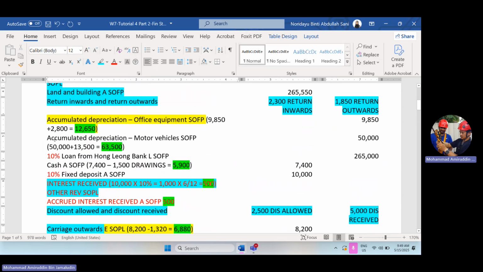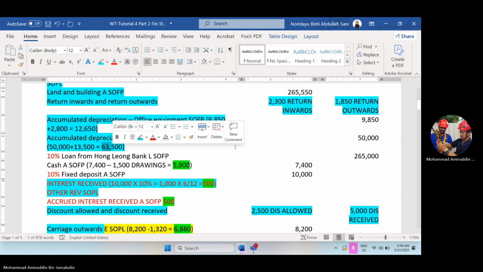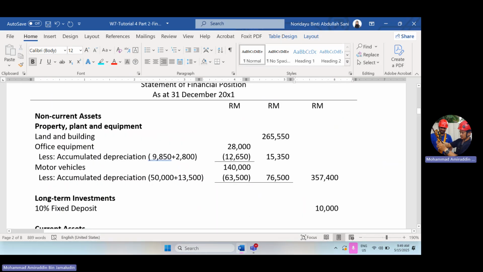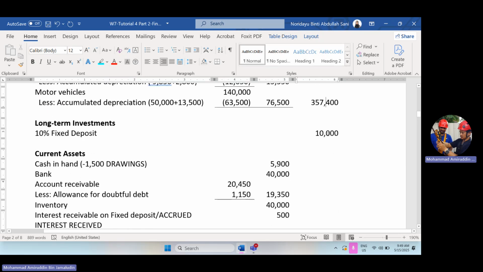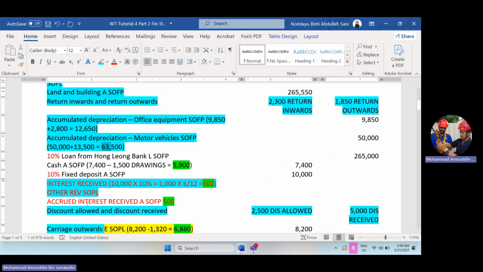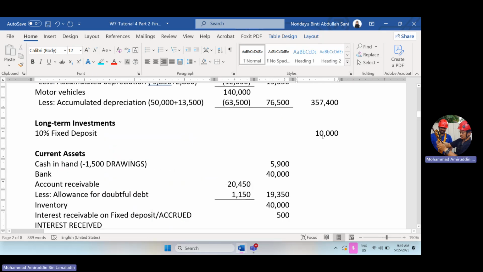After that, we transfer the accumulated depreciation for office equipment. Okay, the amounts 12,650 and 63,500. So we transfer land and building in the second column. This minus this goes here. 140 minus 63,500 goes here. Then we total up. We get 357,400. Then your investment. This one, the fixed deposit, long-term investment, okay, 10,000.